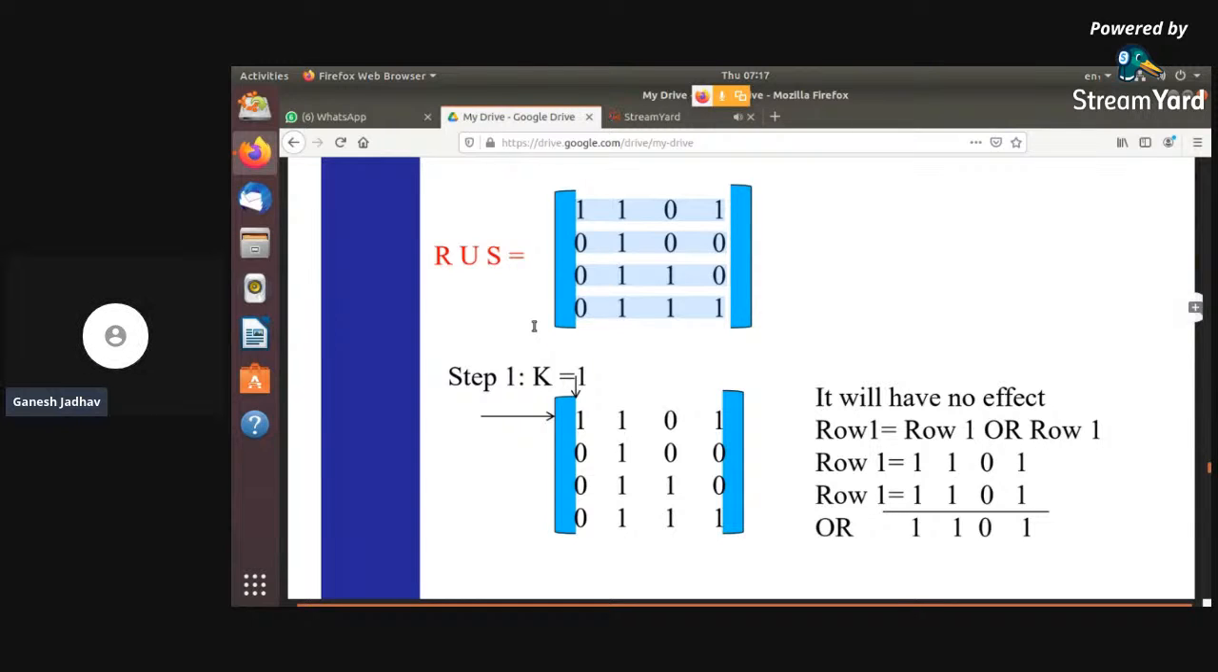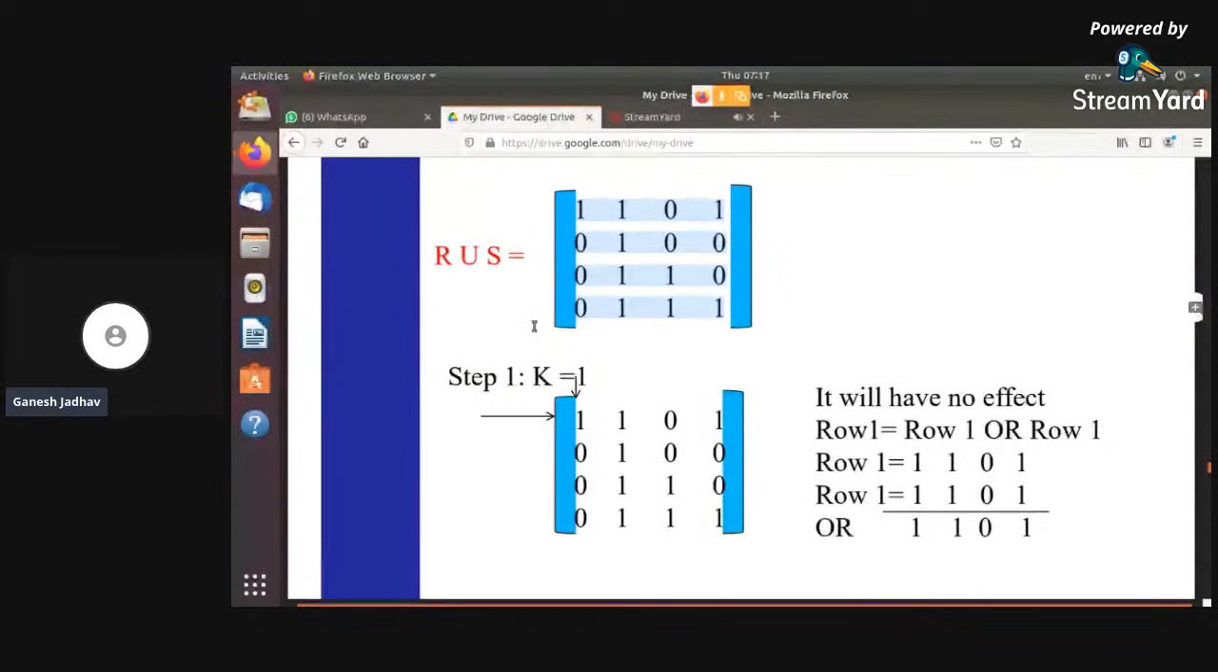Then step 1, so what do they say? K is equal to 1. So this is step 1. K is equal to 1, so find out where there is 1. You can find the first row also has 1. So it will have no effect. Why is it no effect? Because k is 1 and 1 is contained in the first row. So the modification operation is between row 1 and row 1.